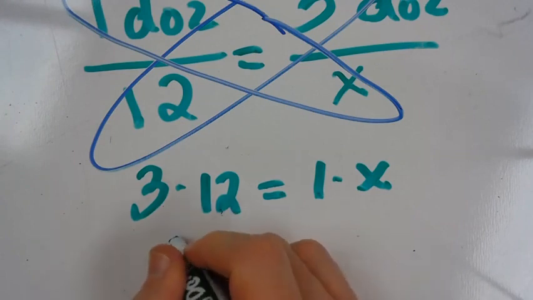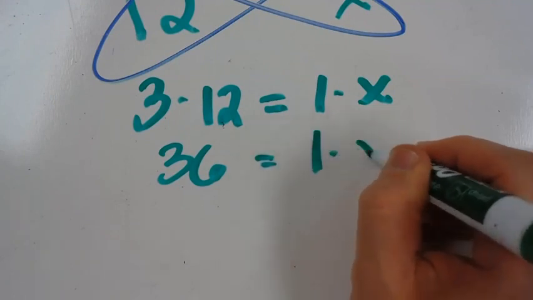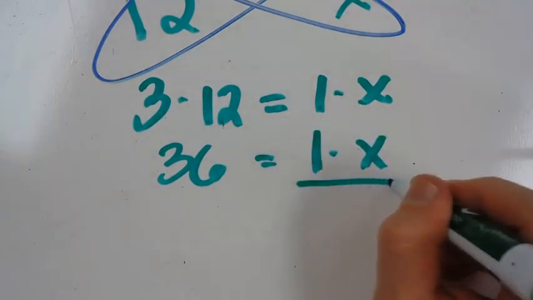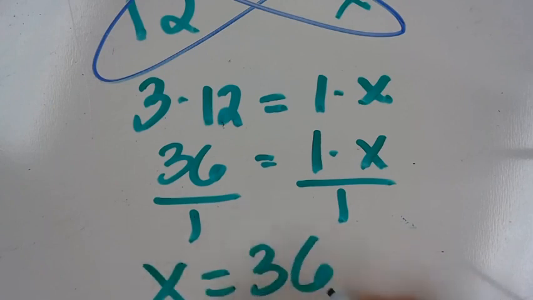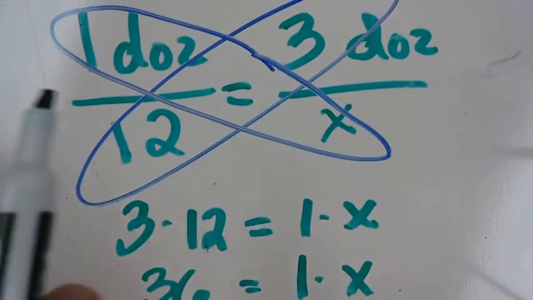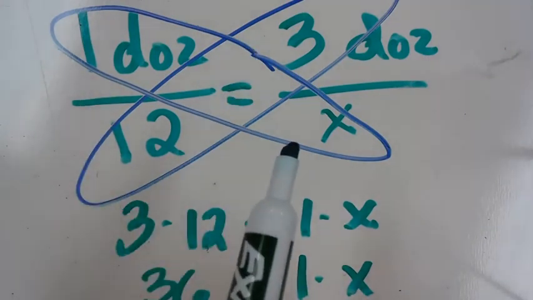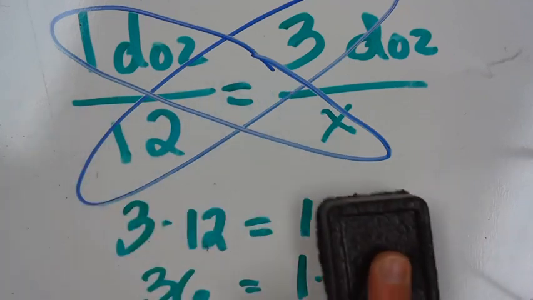So 3 times 12 is equal to 36. And then technically, this 1, which I don't want to ignore, we would have to divide both sides by to cancel that out. Even though 1 times x is just x, bear with me for just a second. And then 36 divided by 1 is still equal to 36. So now x is equal to 36. Okay? Pretty straightforward. It's this multiplication and division from the cross multiplication that we want to take advantage of when we use dimensional analysis.